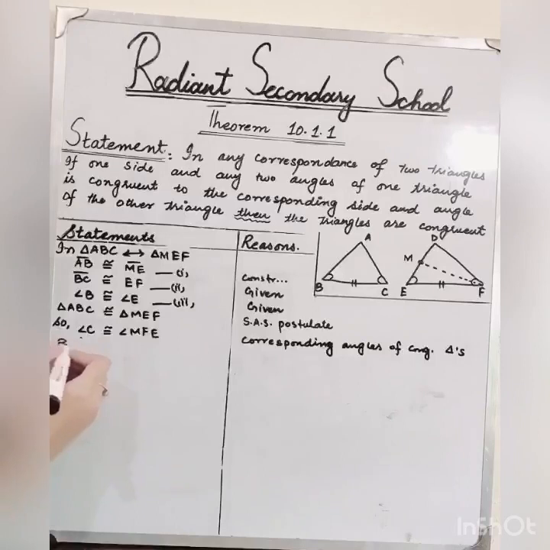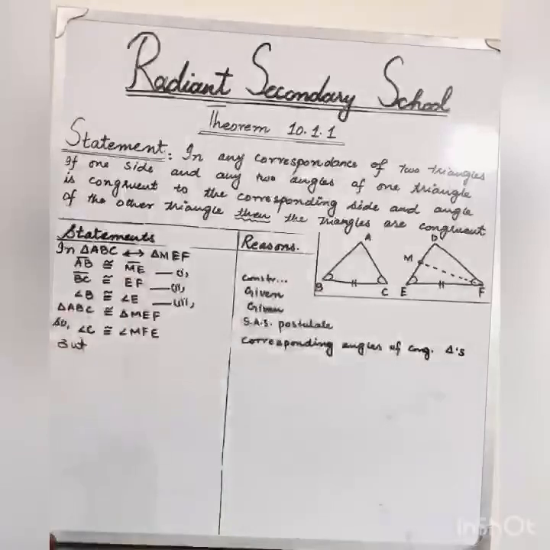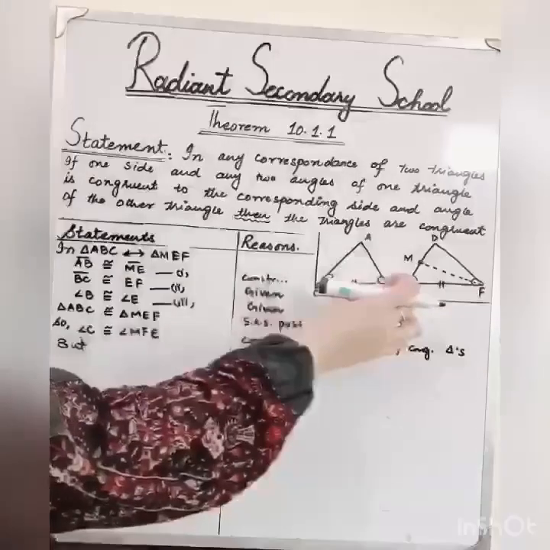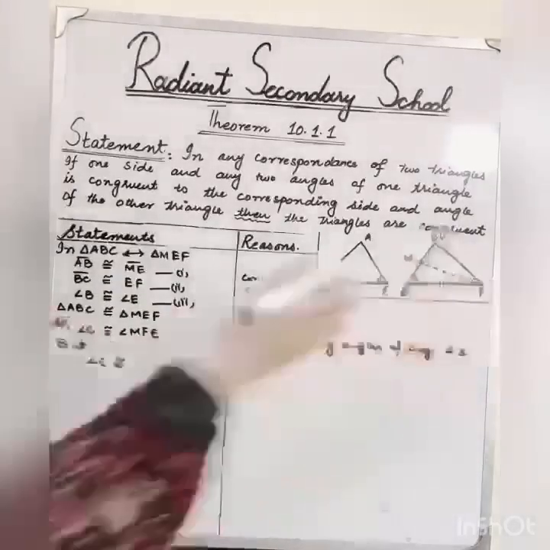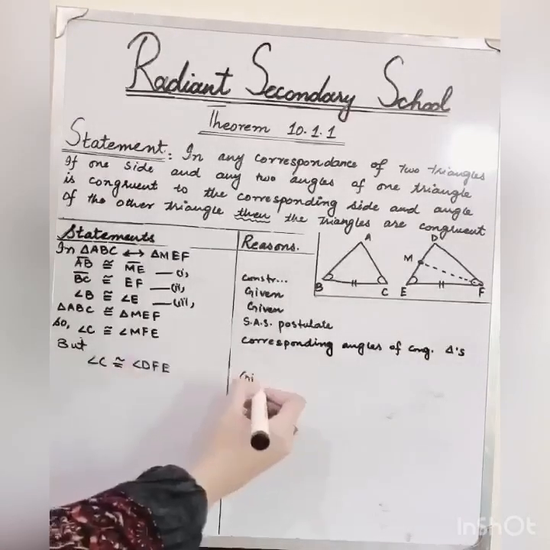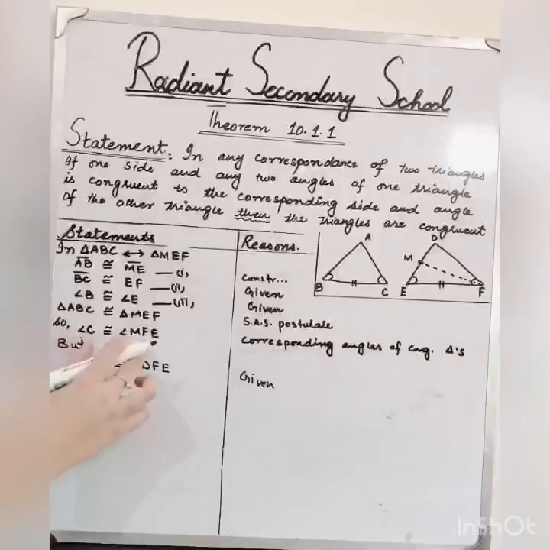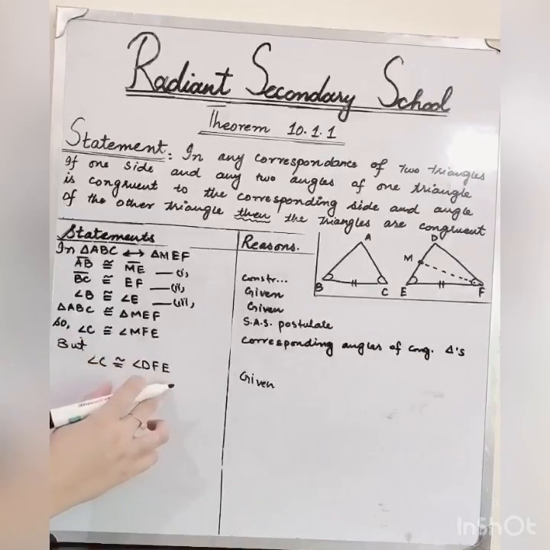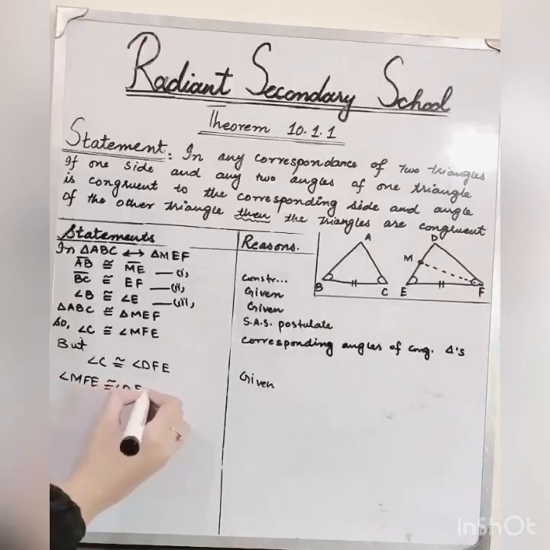And what you will write in the reason: corresponding angles of congruent triangles. But students, this is also given to us, that angle C is congruent to angle DFE. These two angles are congruent. If angle C is congruent to this angle and angle C is also congruent to this other angle, it means they are congruent to each other. So angle MFE is also congruent to angle DFE.